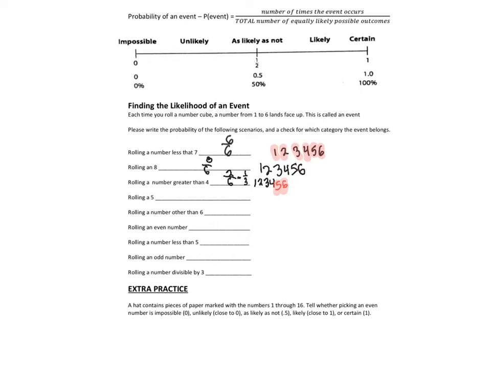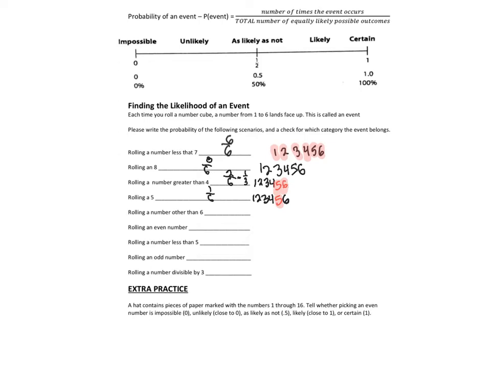Next, we have rolling a 5. So we put our numbers out again. 1, 2, 3, 4, 6. Now, rolling a 5. So I can highlight just the 5 here. So that gives me 1 out of 6.